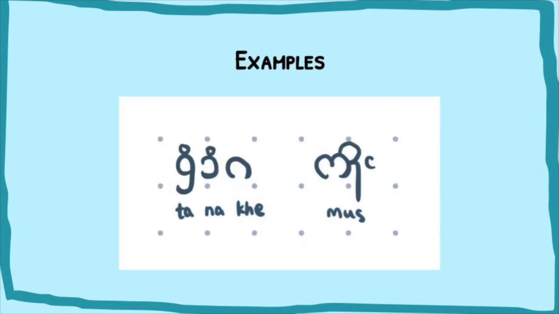With this, we can now write every word in Tanakh. For example, the word for the language itself, Tanakh, would look like the one on the left. The word for ram, moose, would look like the one on the right.